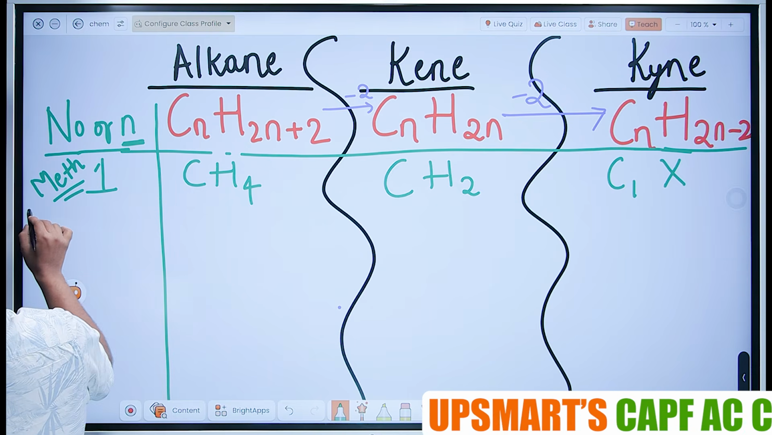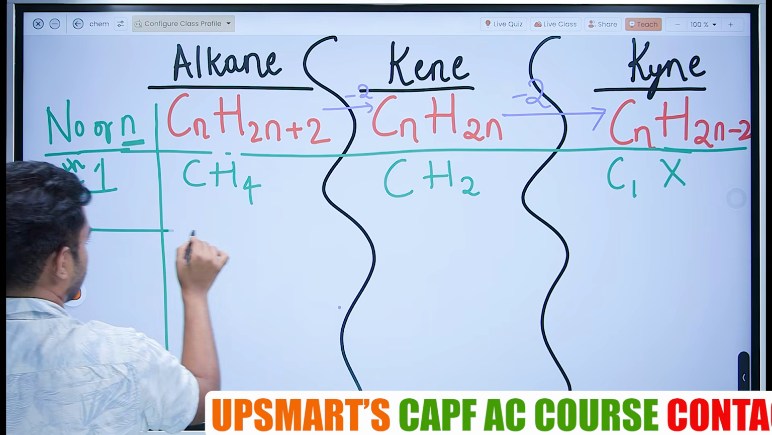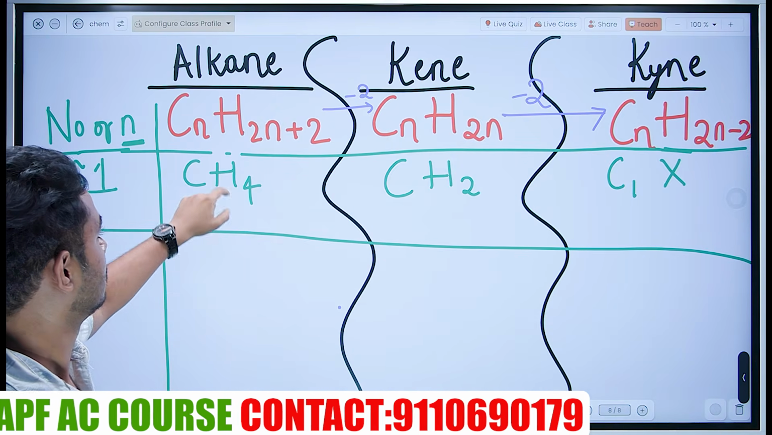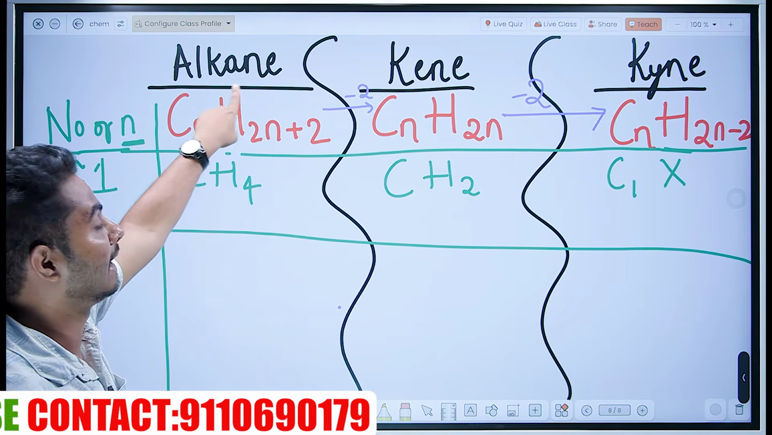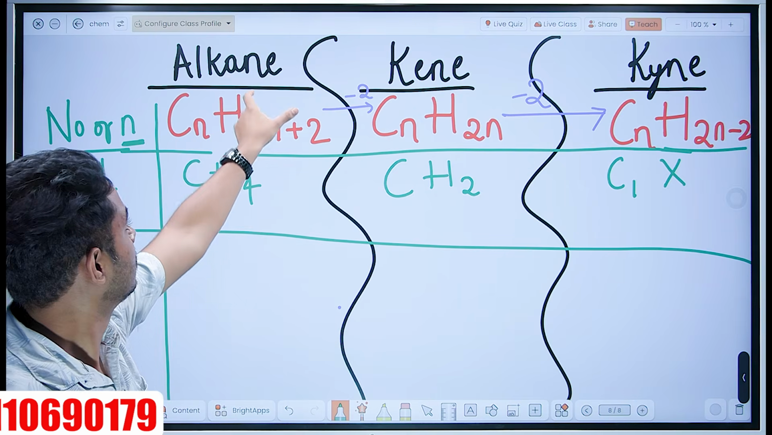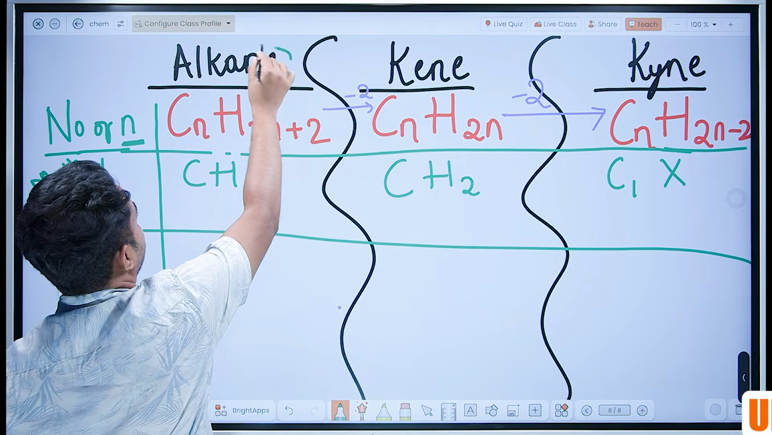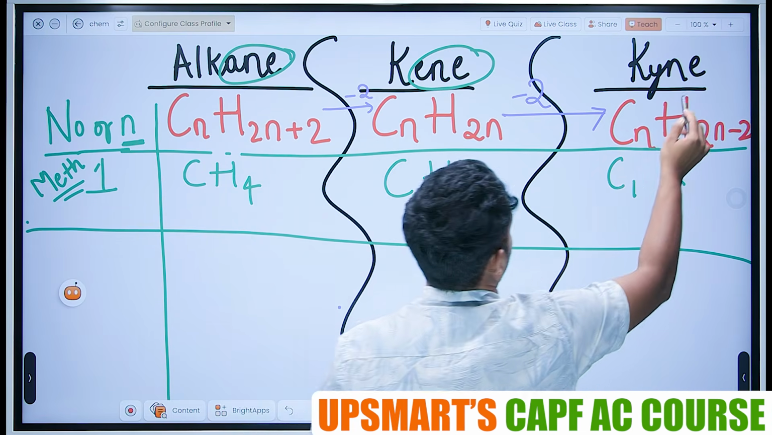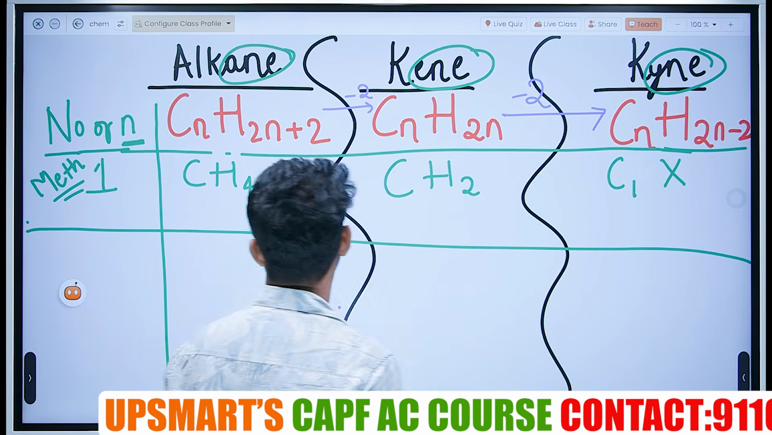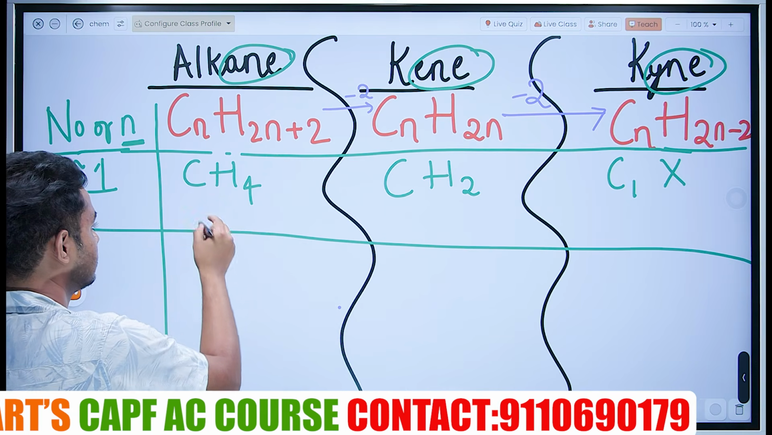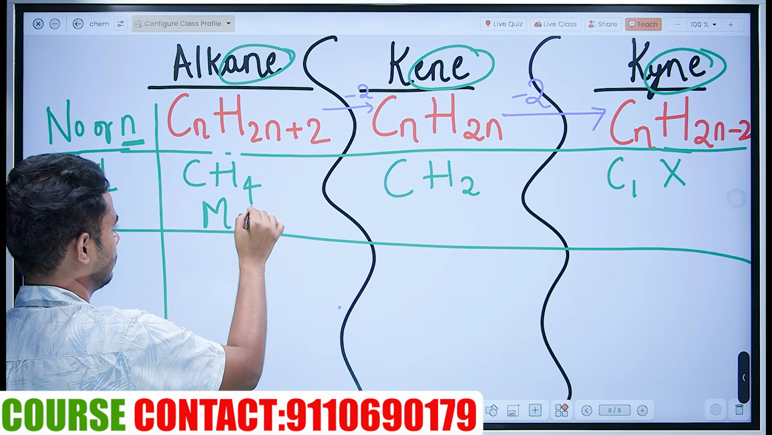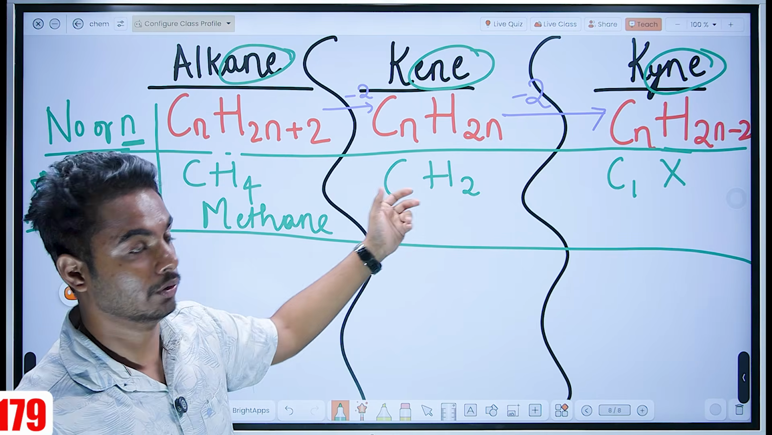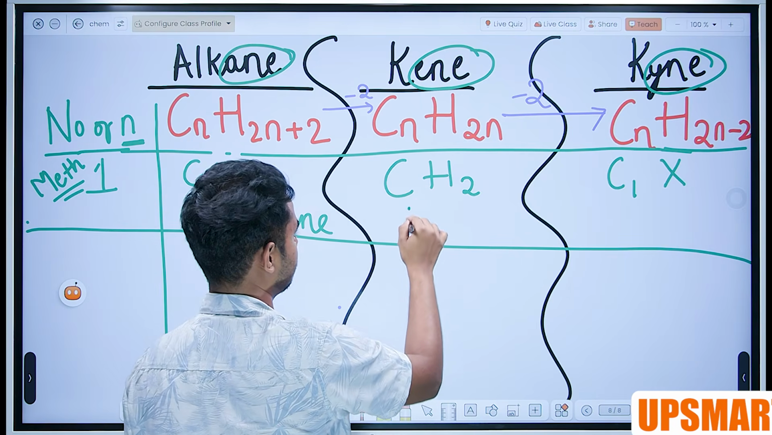Meth. Now what we are telling is meth. It is called an alkane. Meth is the name, and it ends with ane. Ene. Ine. Right. Now this CH4 is called methane. This CH2 is called methane.